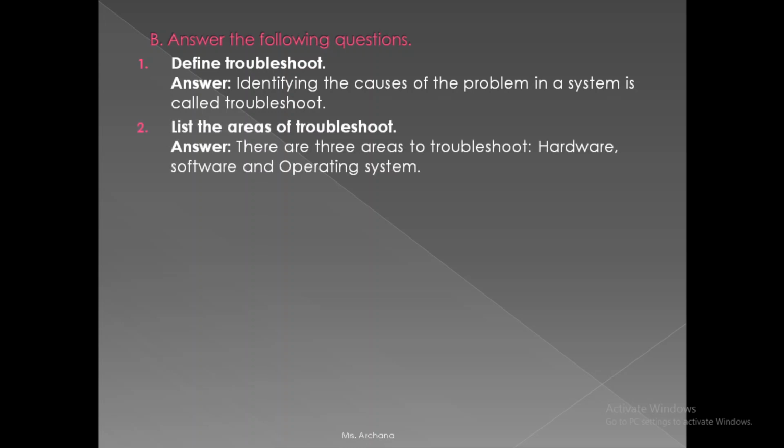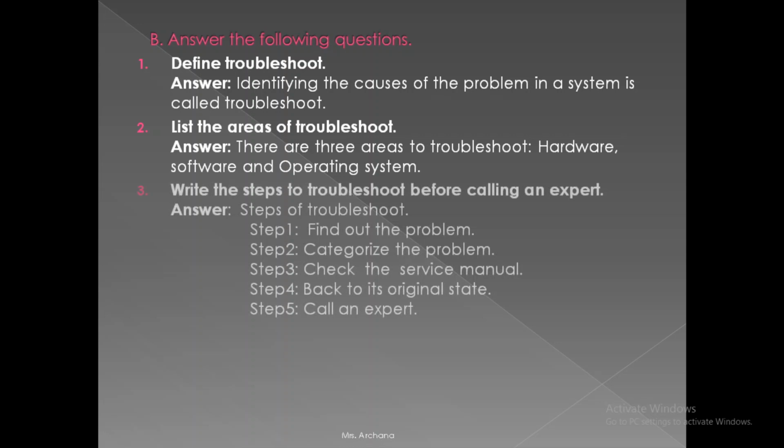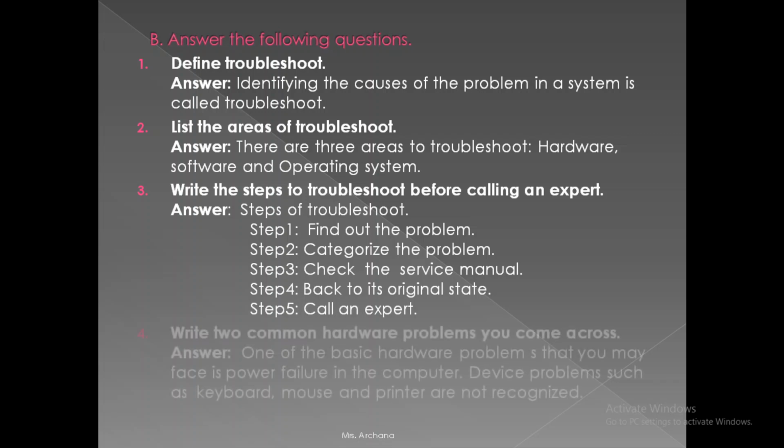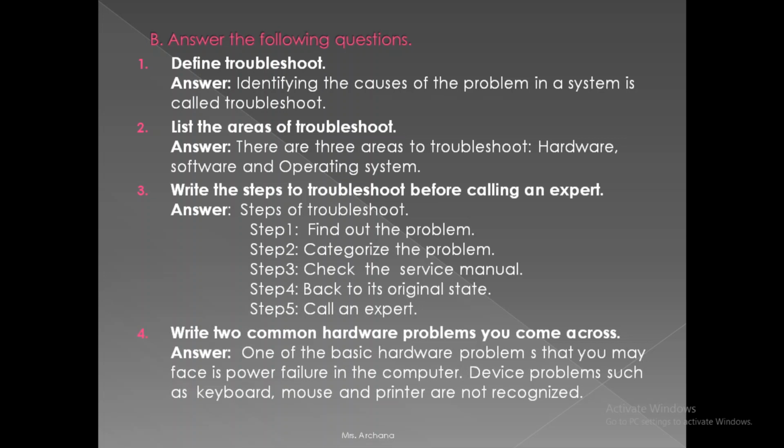List the areas of troubleshoot. Answer, there are 3 areas to troubleshoot: hardware, software and operating system. Write the steps to troubleshoot before calling an expert. Answer, steps of troubleshoot. Step 1. Find out the problem. Categorize the problem. Check the service manual. Back to its original state. Call an expert.